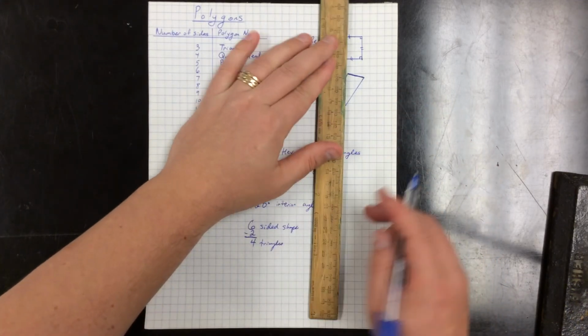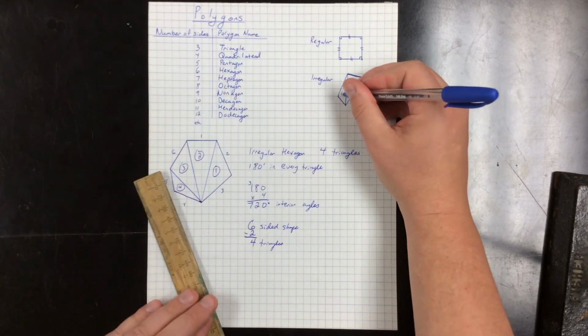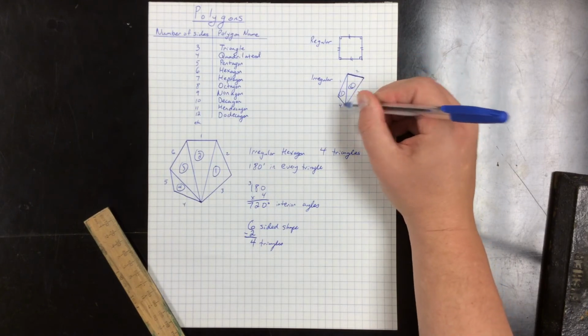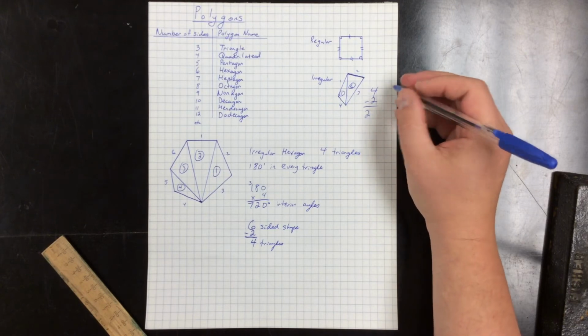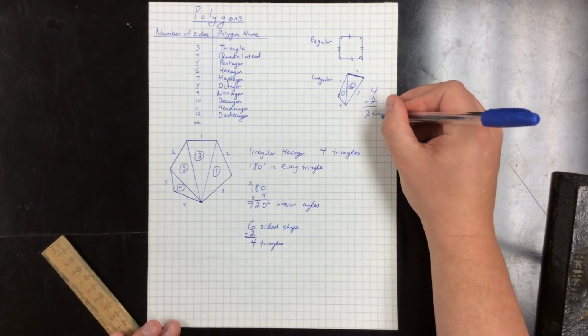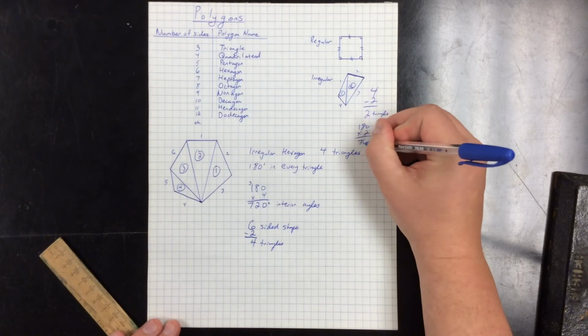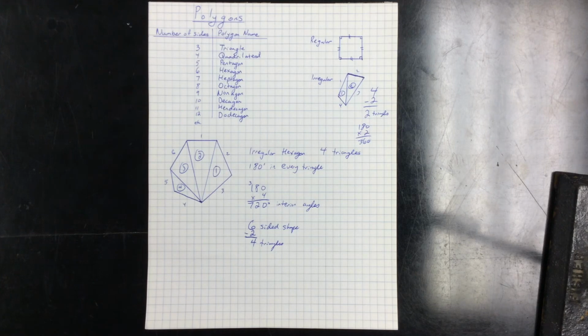Let's try it up here on my irregular shape. Make a couple triangles. I think I only end up with 1, 2. My original shape had 1, 2, 3, 4 sides. 4 sides, subtract 2, gives me 2 triangles. And I could quickly find out that 180 degrees times 2 is 360 degrees. So inside this shape is 360 degrees.